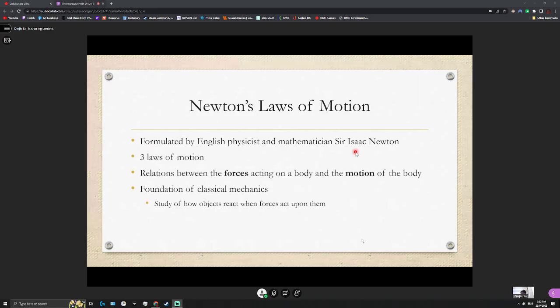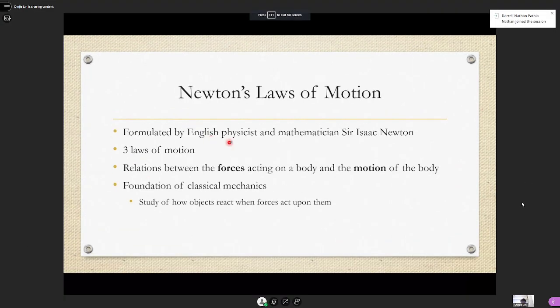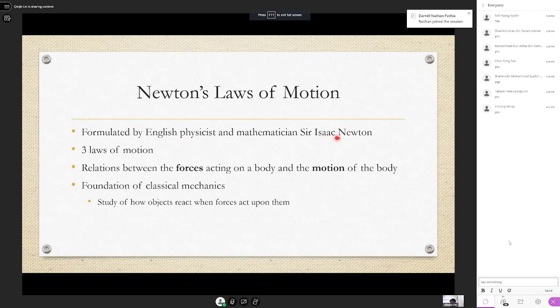Newton's laws of motion, just some intro. It was formulated by English physicist and mathematician Sir Isaac Newton. I'm sure almost all, not all of you, would have heard of this guy. Legend has it that he sat under the apple tree and then the apple fell on his head. Right? So he discovered gravity.